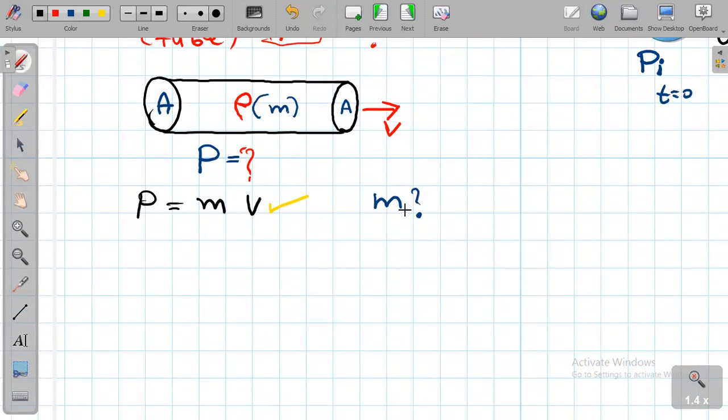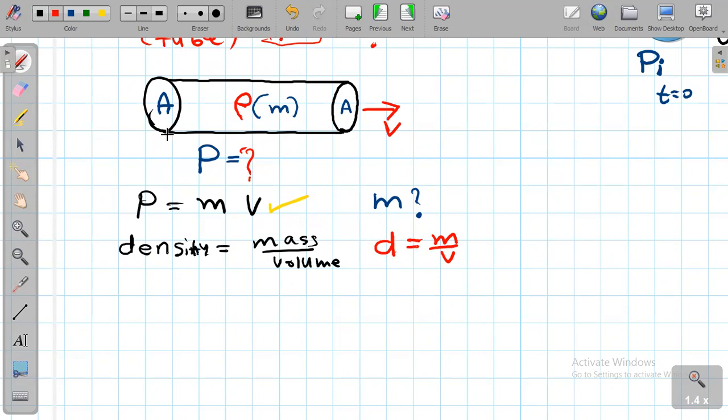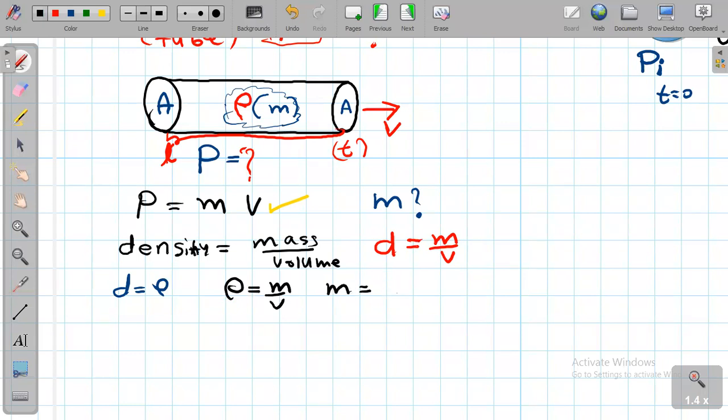Now write this in a new line. Mass can be obtained by means of density. In your O-level, you know this one. Density equals mass over volume. Even grade 6 students know this. In simple terms, D equals M over V. For fluids, we use the symbol rho instead of D. So I'll write rho equals M over V, M equals rho V.